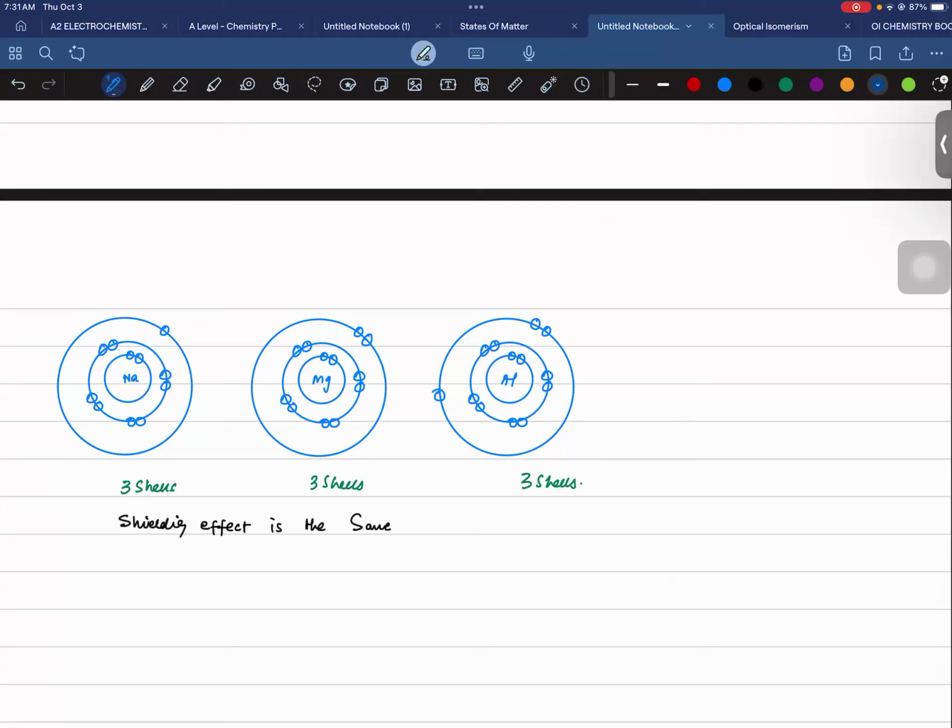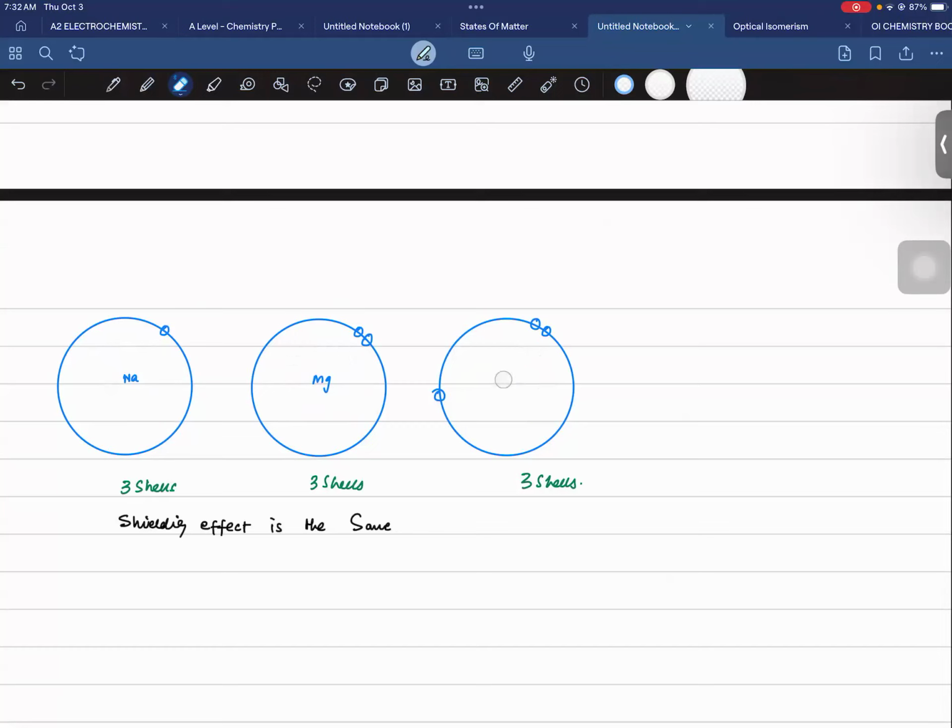When the shielding remains the same, the outer electrons are going to increase. For simplicity, I'm going to remove these inner shells and write down the number of protons in the nucleus. It has 11 protons, 12 protons, 13 protons. So what is the ratio between electron and proton? 11 is to 1, 12 is to 2, 13 is to 3. When the ratio between electron and proton increases, the attraction increases.